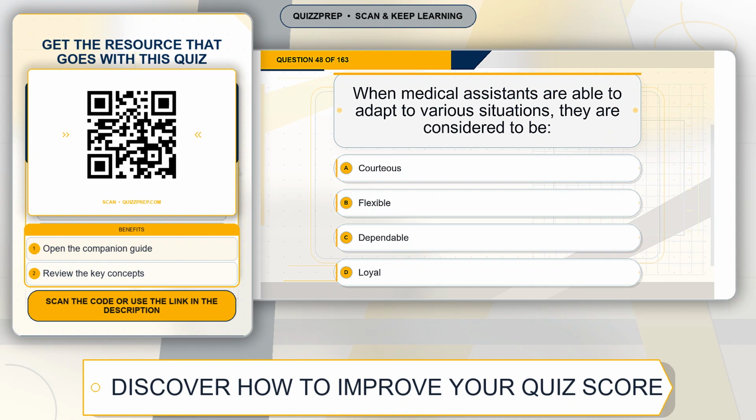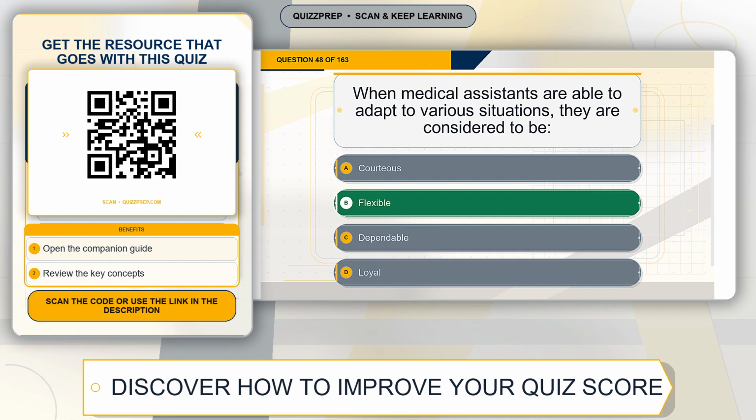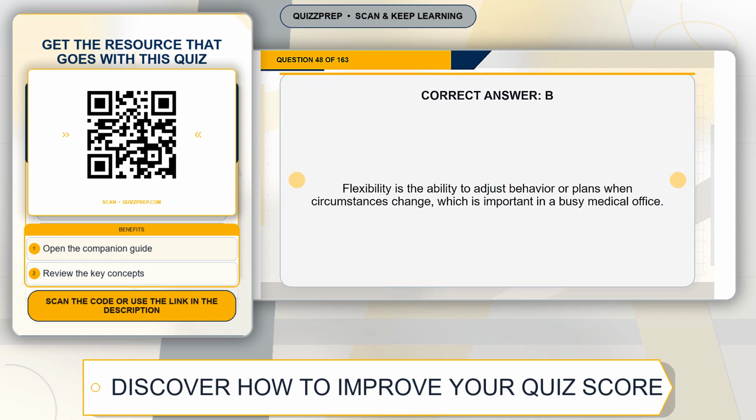Question 48. When medical assistants are able to adapt to various situations, they are considered to be: Option A. Courteous. Option B. Flexible. Option C. Dependable. Option D. Loyal. The correct answer is option B. Flexible. Explanation. Flexibility is the ability to adjust behavior or plans when circumstances change, which is important in a busy medical office.